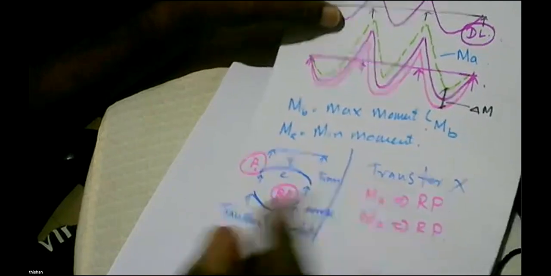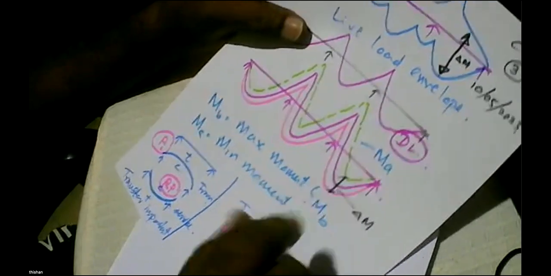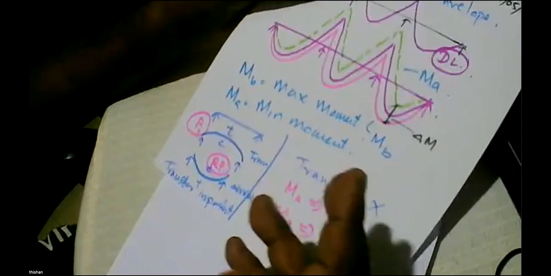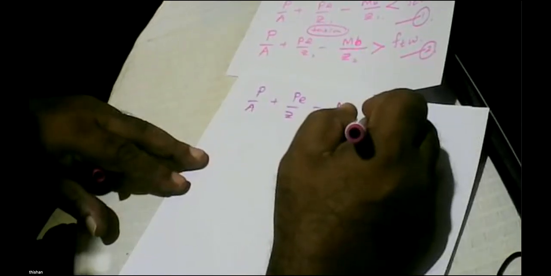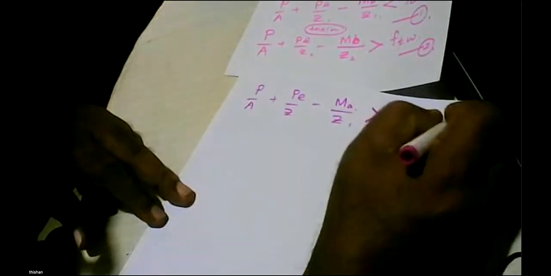But what we are actually doing is checking for a particular moment. And the only thing is, now it's going to fail in the other direction. So what happens now is, again you get the same equation, P over A plus P e over Z1 minus MB over Z1. Now what's going to happen? Now it's not going to fail in compression, it's going in the other direction, so it's going to fail in tension, FTW. So this is equation number 3.